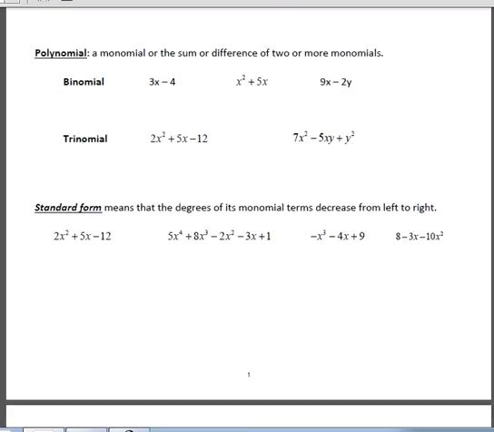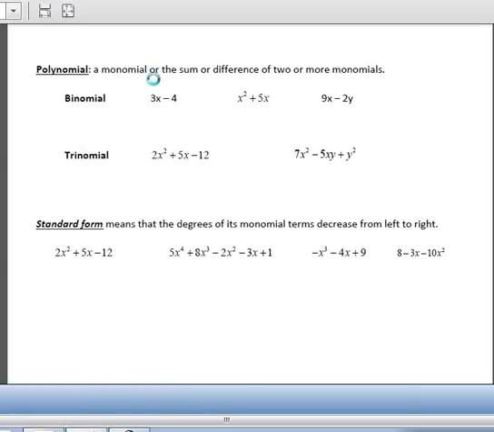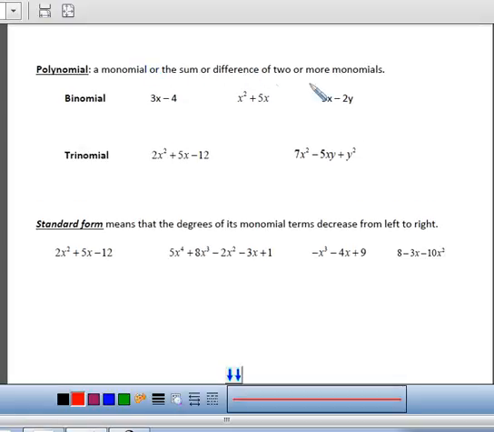Polynomial is a monomial, or the sum or difference of two or more monomials. It's kind of weird. This is again Latin, so poly means many and nomial means name or number. So typically the definition goes the other way. A monomial is a polynomial that only has one term. This definition is saying, well, it's actually a monomial that can be added to another monomial to make more than one. So there's some specific types of polynomials.